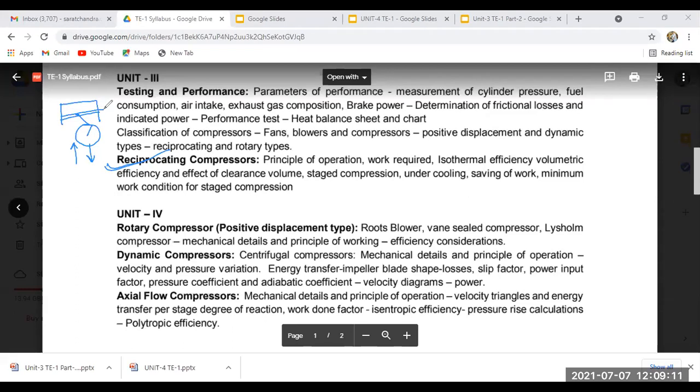So how will the piston move? Either the piston will move upward, then the piston will move downward. This up and down motion is called reciprocating motion. So that's why this is called a reciprocating compressor.